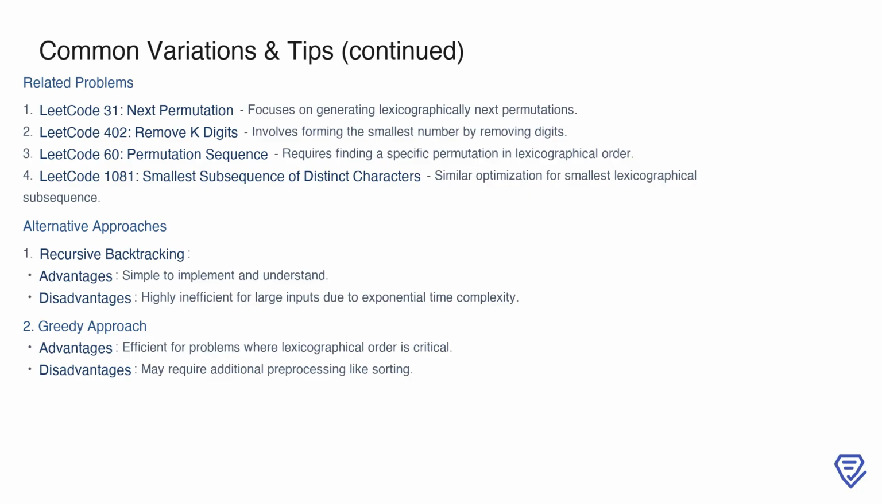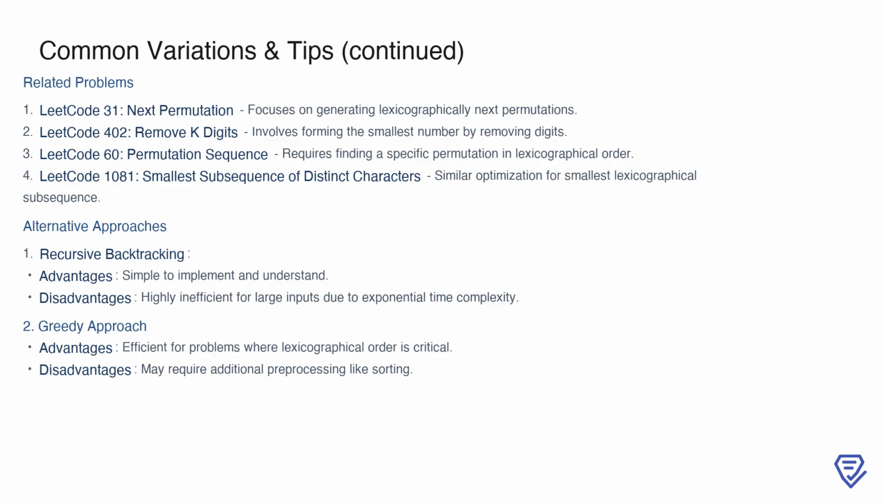To deepen your understanding, it can be helpful to explore related problems. For instance, LeetCode 31, Next Permutation, focuses on generating the lexicographically next permutation of a sequence, which is closely tied to ordering logic. Similarly, LeetCode 402, Remove K Digits, involves forming the smallest number by strategically removing digits, a task that also prioritizes optimization for minimal values. LeetCode 60, Permutation Sequence, challenges you to find a specific permutation in lexicographical order, while LeetCode 1081, Smallest Subsequence of Distinct Characters, shares the goal of forming the smallest lexicographical subsequence.